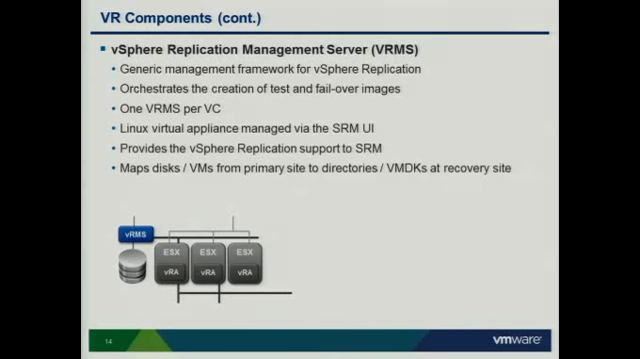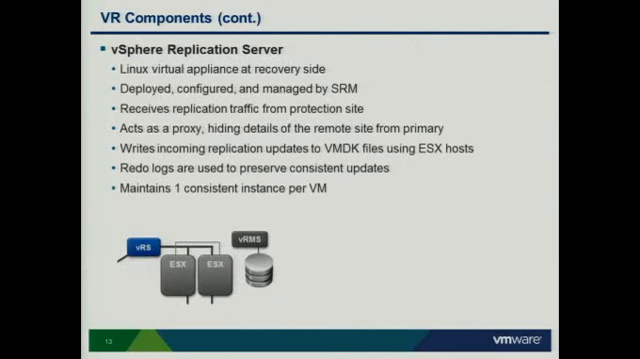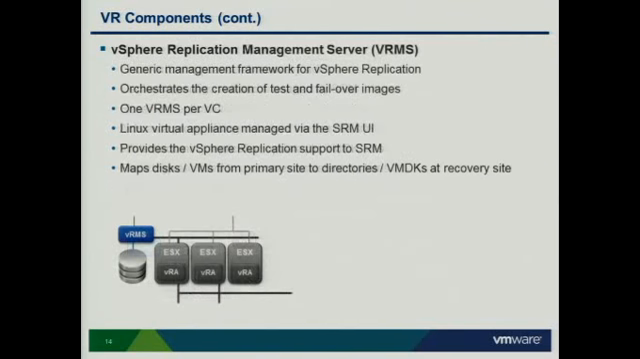And then again, the VRMS, actually I want to go back real quick. This here, the VRS, this is a Linux appliance. So this is a virtual appliance that gets installed by the SRM wizard when you deploy it, so you don't have to learn about deploying another application. Once you configure SRM, this gets deployed with that. And again, here's another Linux virtual appliance, the VRMS. It's responsible for tracking or maintaining the mapping between the source and the target VMDK files. It's also in charge of monitoring the process and the status of the replication on each VM.